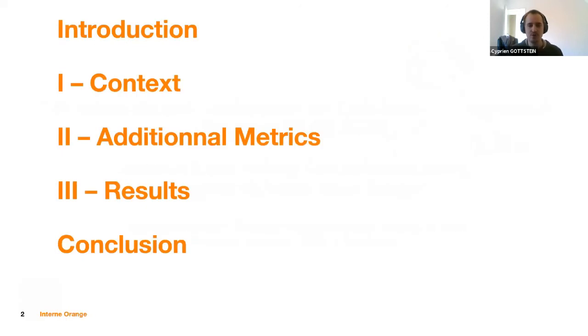So we'll go in 5 steps. First, a little introduction about what graph partitioning is. Then I'll give you some context and how a solution works. Then we move on with the additional metrics, then the results, and finish with a little conclusion.